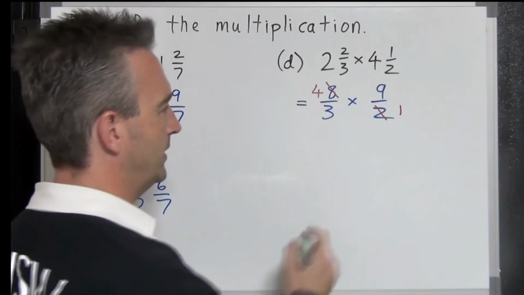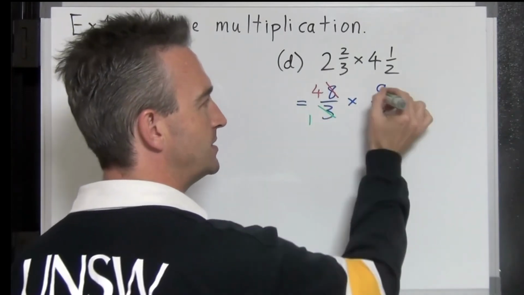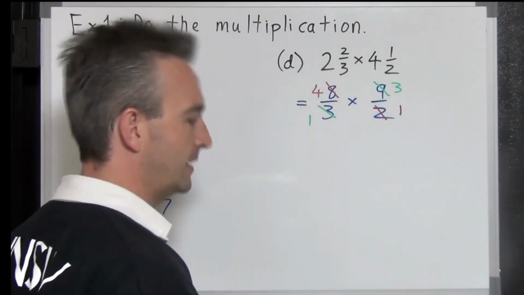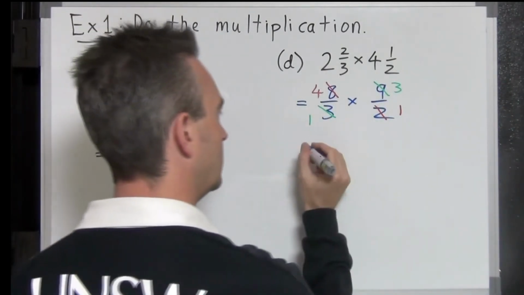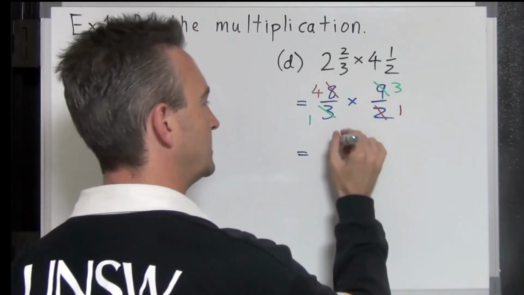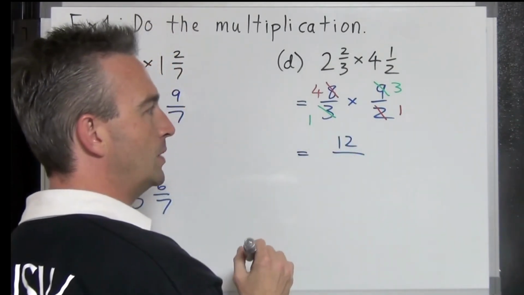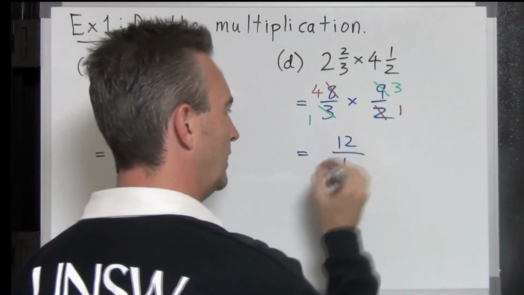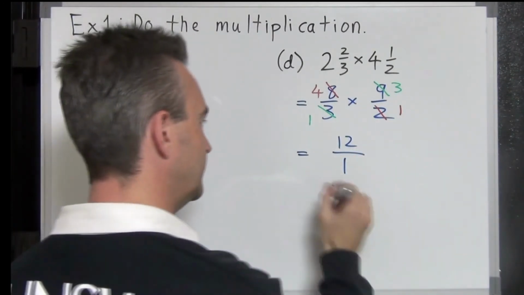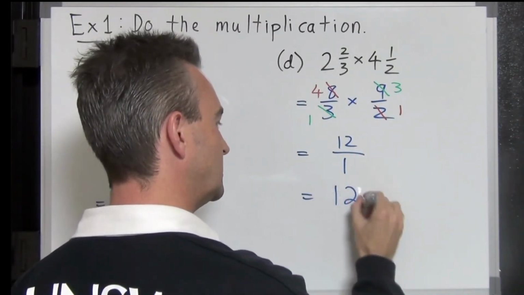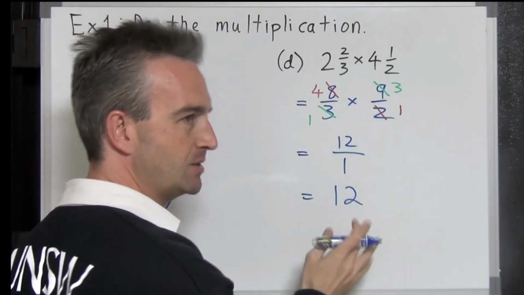Anything else? 3 and 9. 3 goes into 3 once, 3 goes into 9 3 times. And finishing this off. On the top, 4 3s are 12. And on the bottom, 1 times 1. Oh, that's interesting. We get 1. Our answer is a whole number. Final answer is just 12. 12 over 1 we can just write as 12.